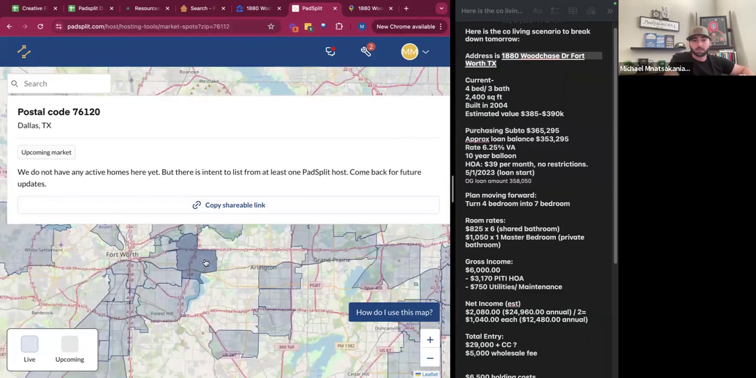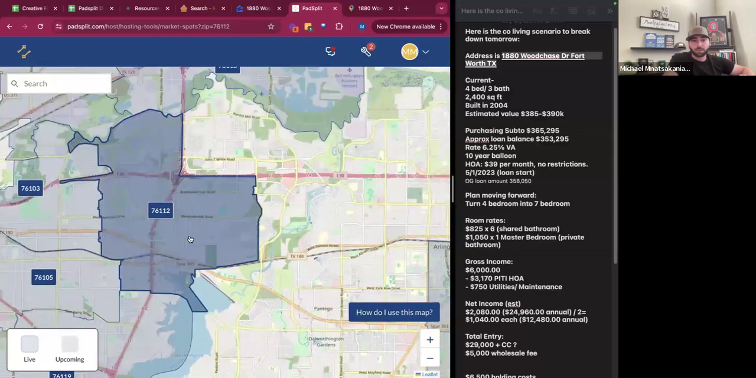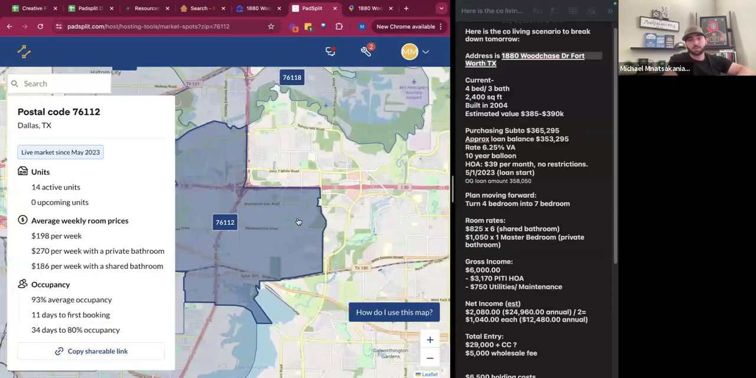I don't want that there. Okay, so we're going to look and see what they say for the data here. Right next to it, 14 units, 0 upcoming. So there's 14 currently. Average weekly is 198 per week, 270 for those with a private bath, 186 with a shared bath. What are they projecting? 825 and 1050. So they're telling you the monthly, which is fine.